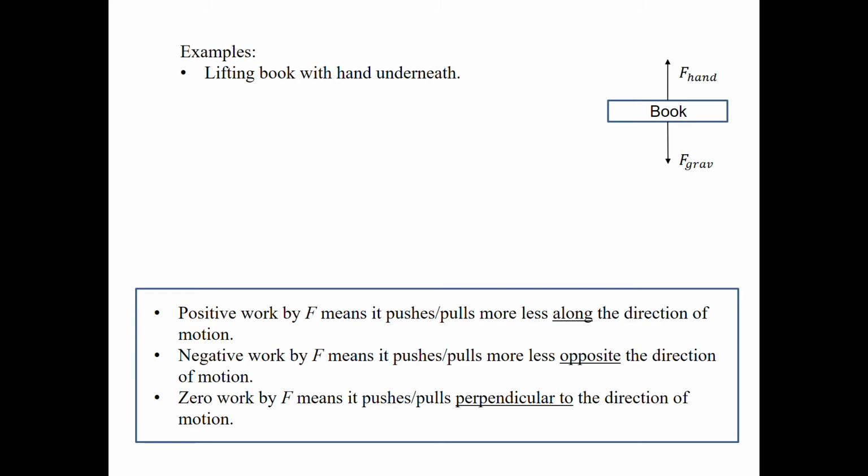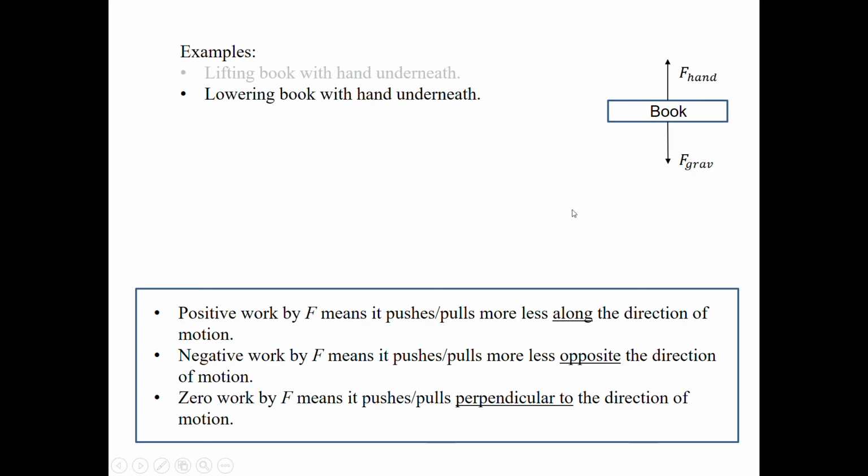Let's do a couple of examples. Imagine lifting a book with your hand underneath. So I've got my hand with a book resting on the palm, and I lift the book further away from the earth by a few feet. In this case, my hand would do positive work because the displacement of the book is up and my hand force is up, whereas the gravitational force or the weight force of the book would do negative work on the book because the displacement is up, but the gravitational force is down.